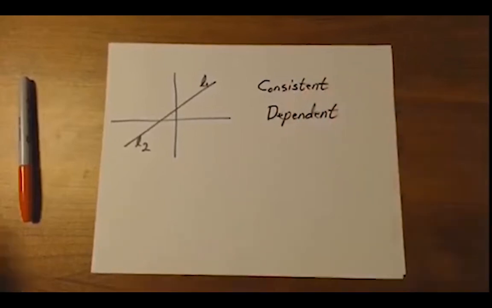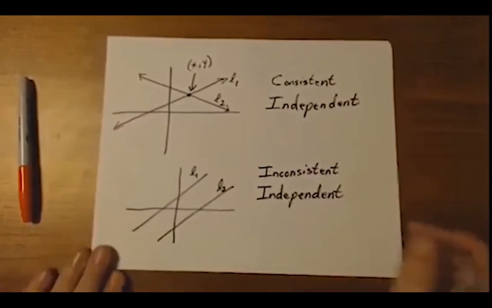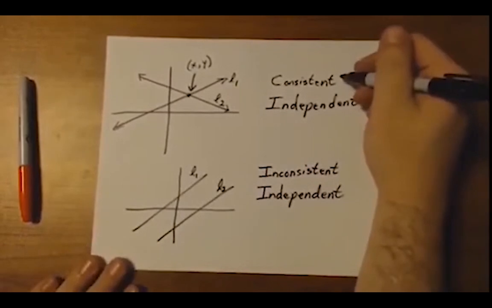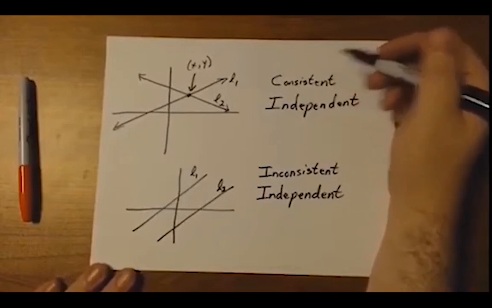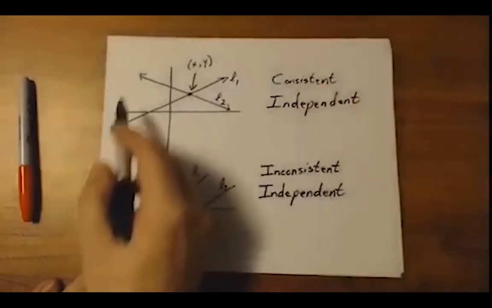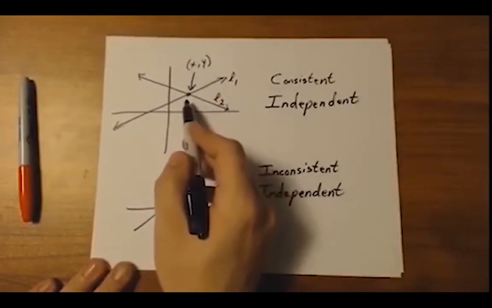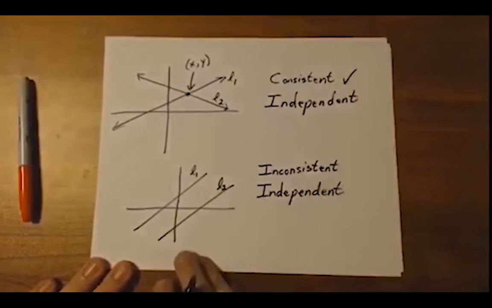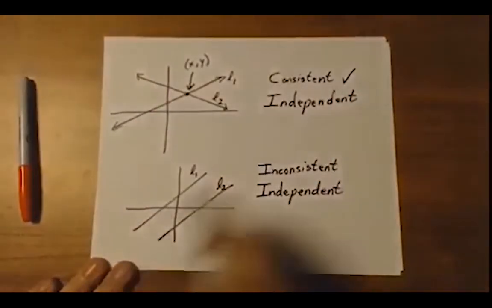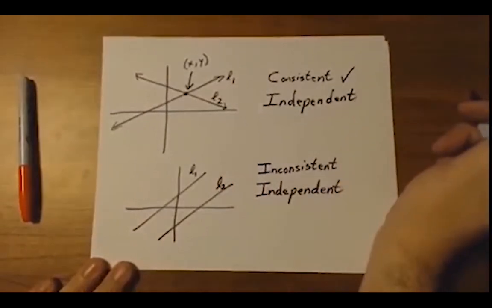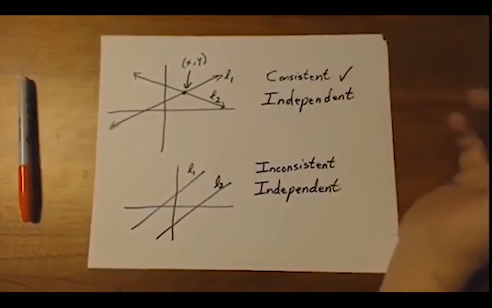So, consistent, inconsistent, dependent, independent, what do we mean by this? Well, consistency, whether it's consistent or inconsistent, is whether there is a solution or not. So in this first example where the graphs intersect at one point, there is a single solution. There is a solution though, so it is consistent. Since the lines are different lines, they're independent. Different lines are going to be independent. The same line would be dependent.